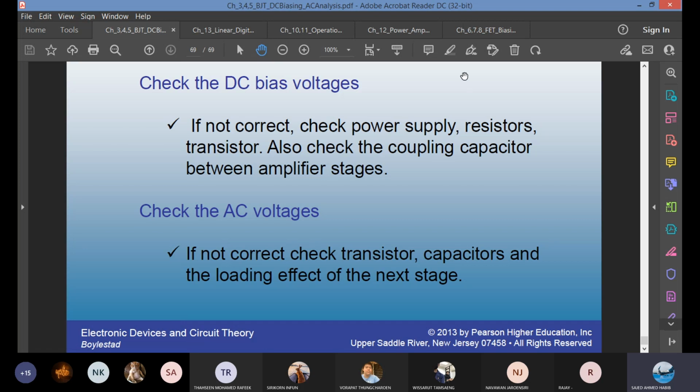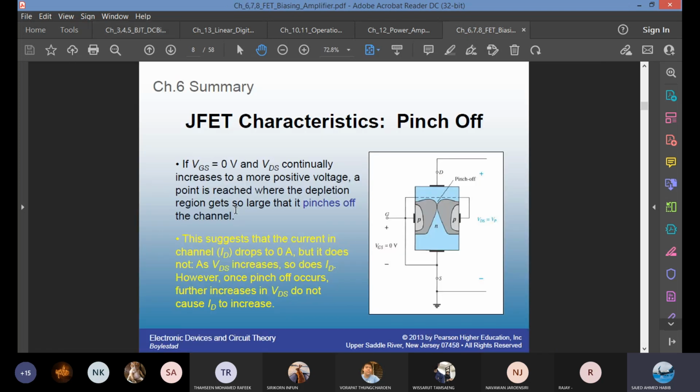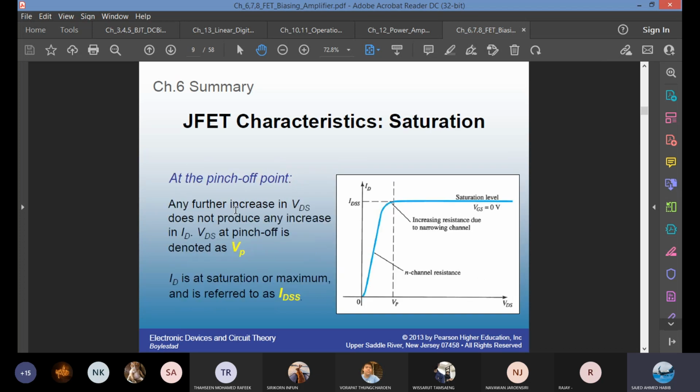We are at this chapter. So this was the behavior of JFET, operating region of the JFET. Before the pinch off happens, what happens? The current rises with voltage. This is like a resistor, it is following Ohm's law. After the pinch off voltage happens, when the channel is closed, current is at saturation. It is no longer following Ohm's law.